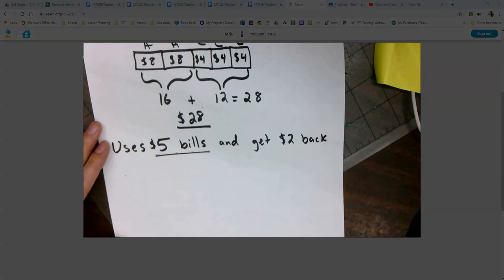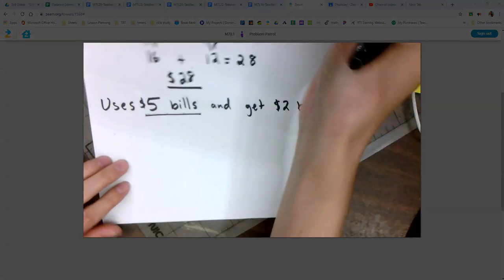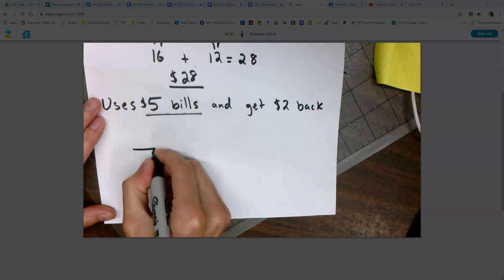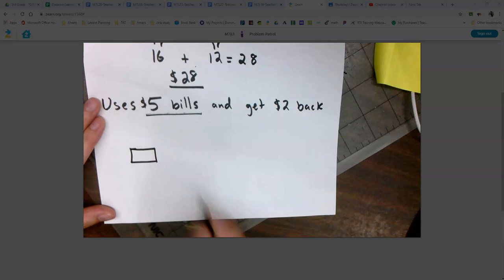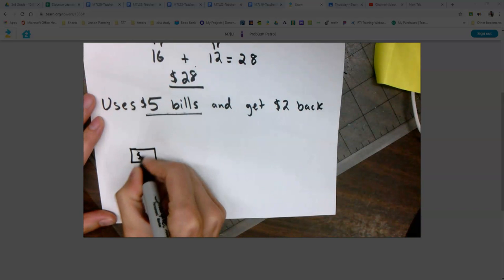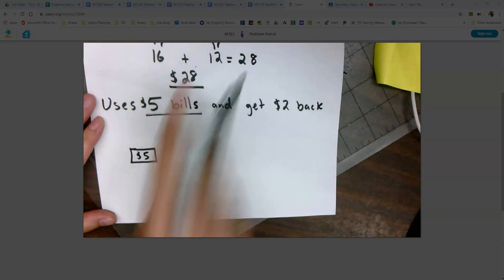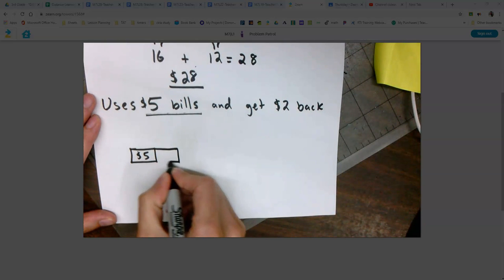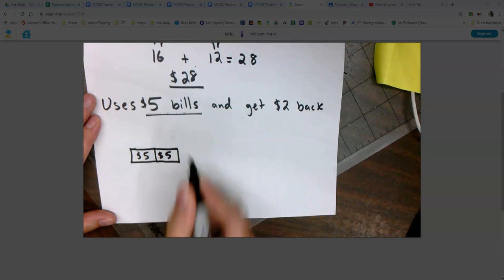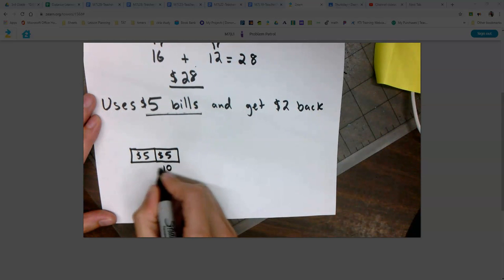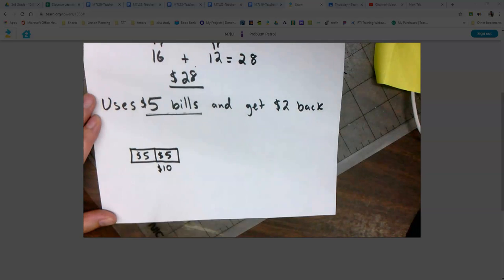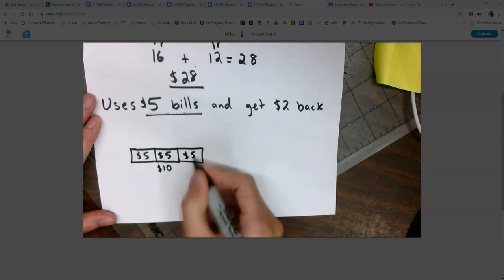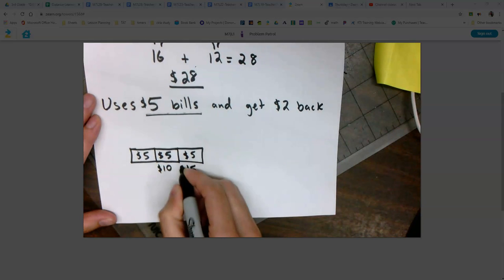Let's make this big. So I'm going to take this. I'm going to just draw a box that represents all the $5 bills that the dad uses to pay. So he uses one $5 bill. That's not enough to pay the $28 for the tickets. Two $5 bills. This altogether is now $10, and that's still not enough. So he uses another $5 bill. That's $15. Is that enough?